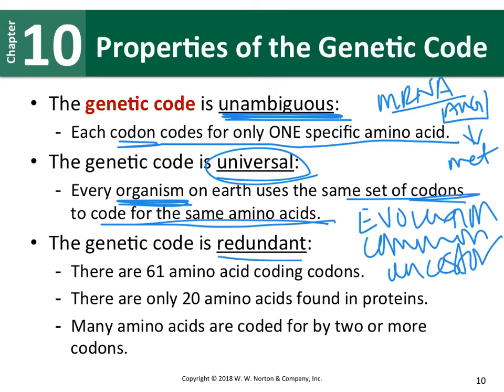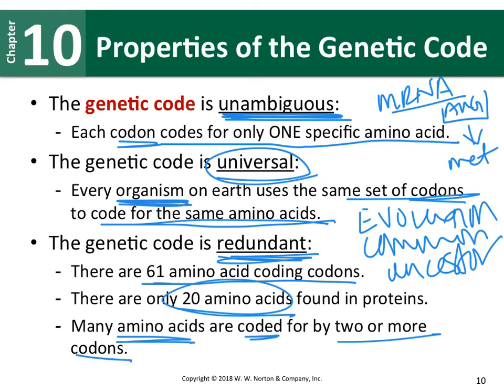Redundant. 61 amino acid coding codons, right? If you do the math, 20 amino acids, triplet codons. Only 20 amino acids, so amino acids can be coded for by more than one or two codons. Each single codon can be methionine, but some of the codons, CCC and CCU, both of these can code for the same amino acid. So it's not ambiguous, it's unambiguous. Each one of these is only that amino acid, but both can be that amino acid. Okay, let's just look at the chart.